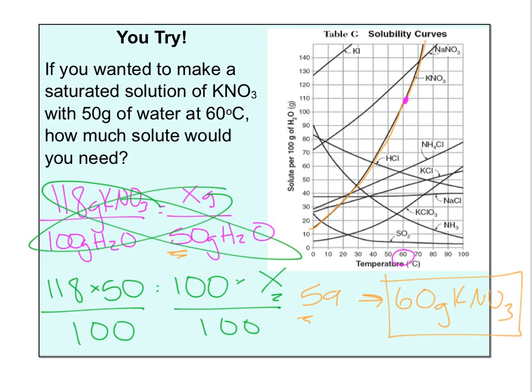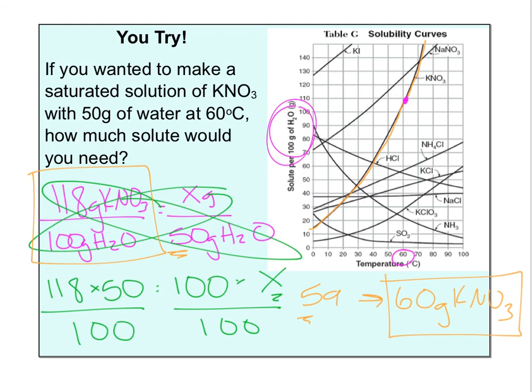For this last one, if you wanted to make a saturated solution, remember, on the line, KNO3 with 50 grams of water at 60 degrees Celsius, how much solute would you need? This is one of the ones where you have to set up the proportion, because remember our graph is always in terms of 100 grams of water. From the graph, I know at 60 degrees Celsius, to get on the line, I need about 118 grams of solute in 100 grams of water. These were from my graph.